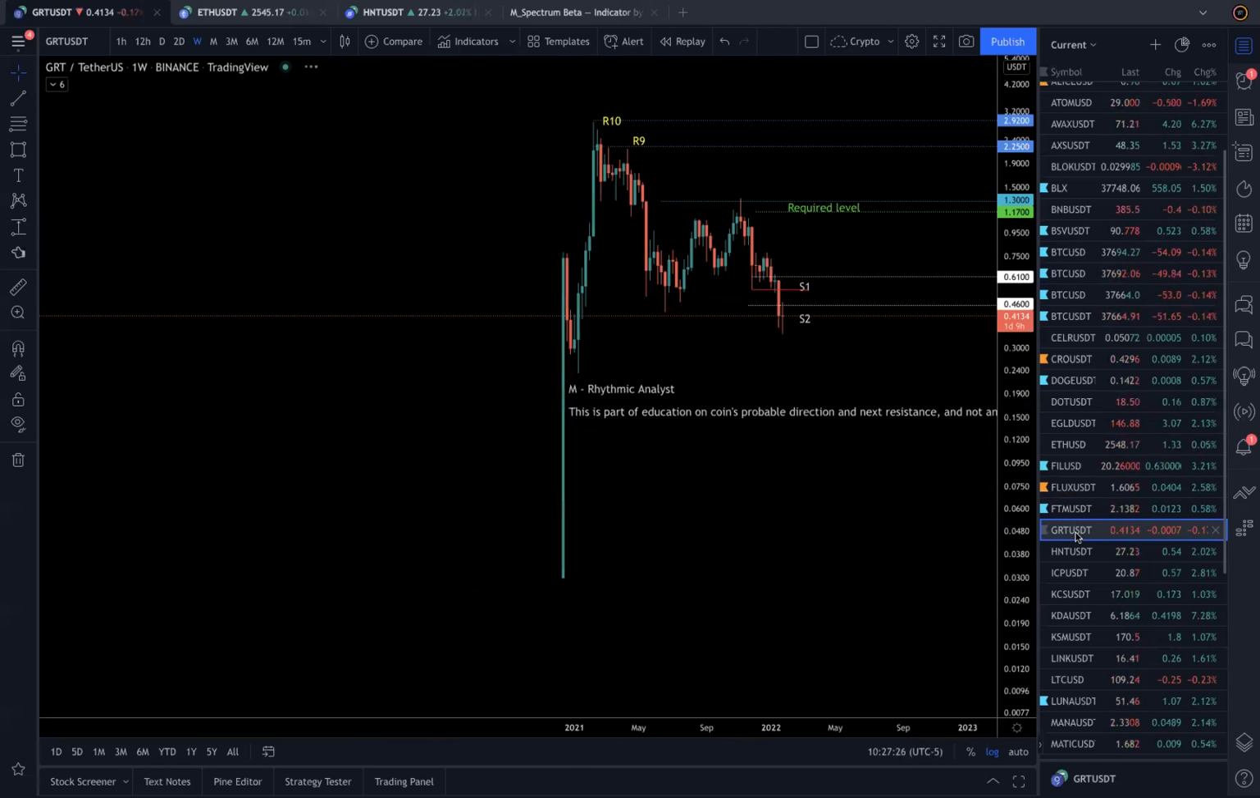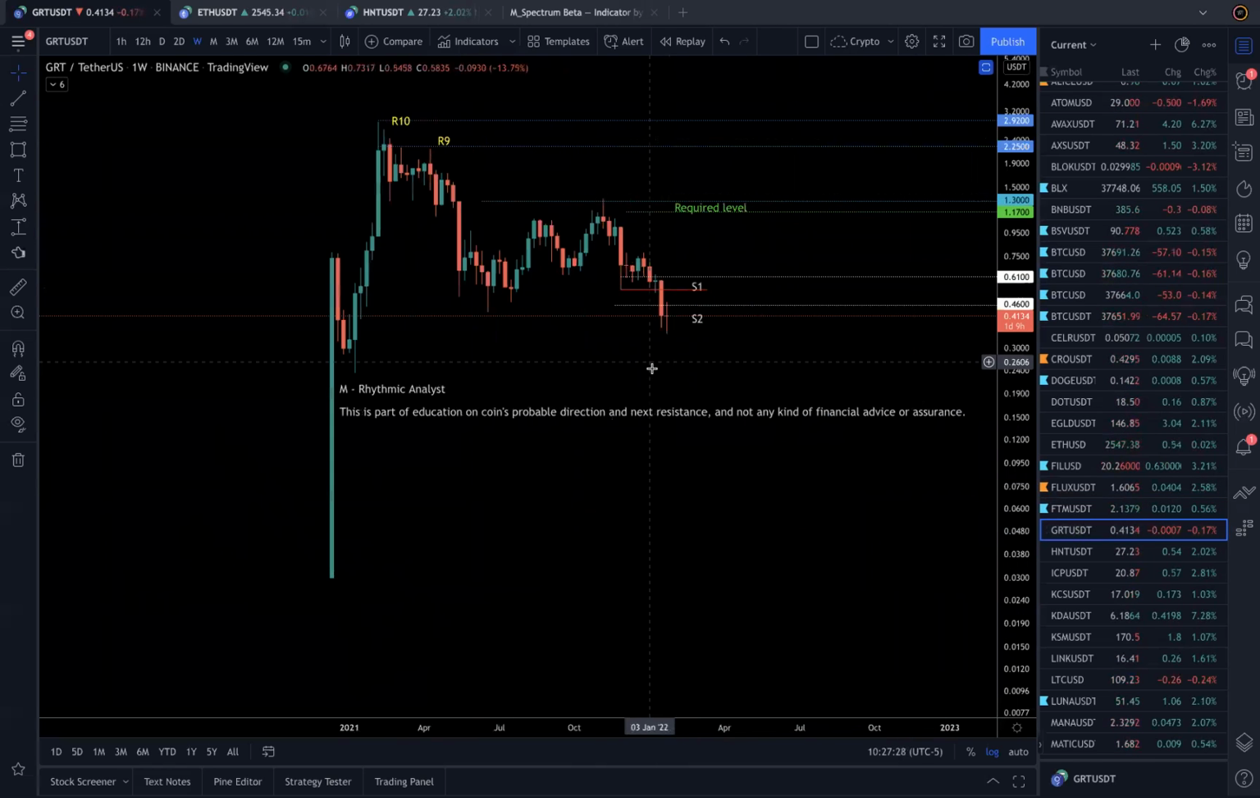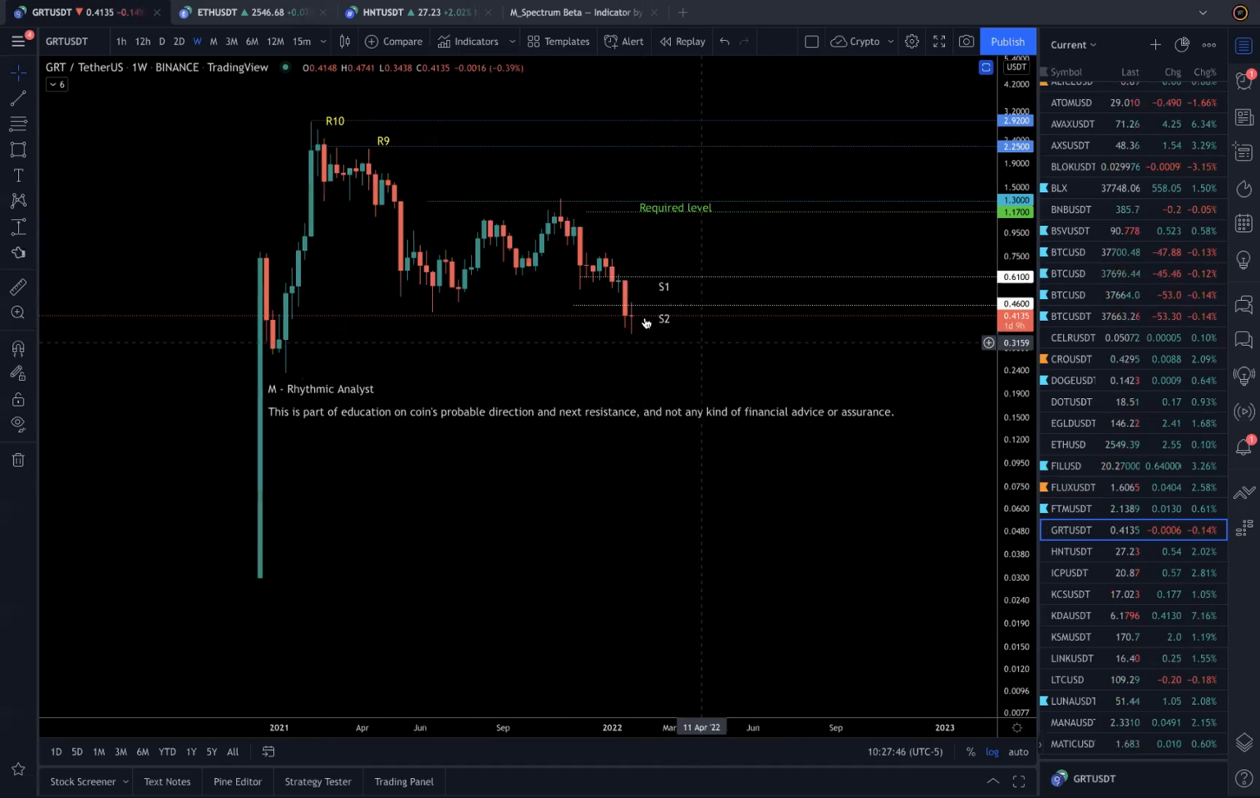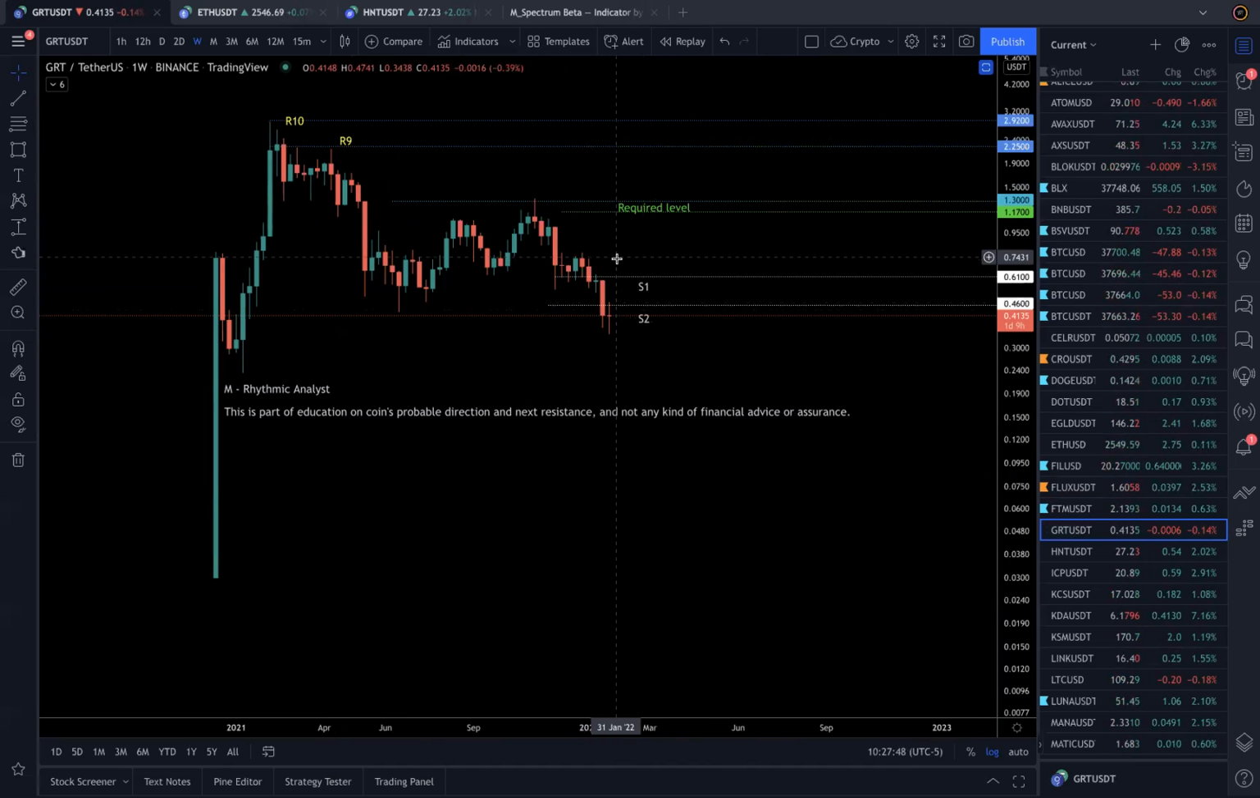GRT. So GRT is in our category. Yeah, since February going down, descending channel, very clear at least to you now. I'll remove this. So it is rejected by S2. You will see, I mean, pushed back by S2. So it has to do a lot.